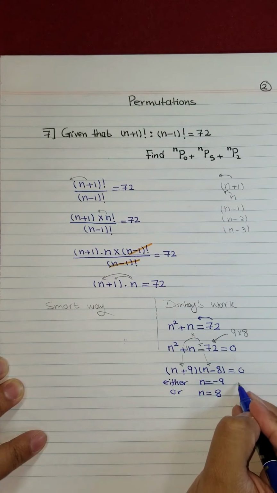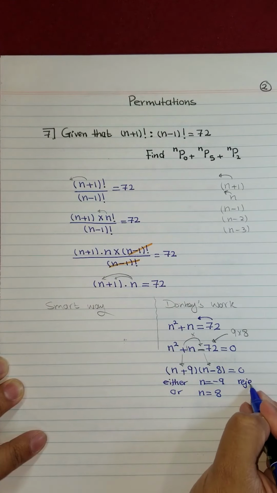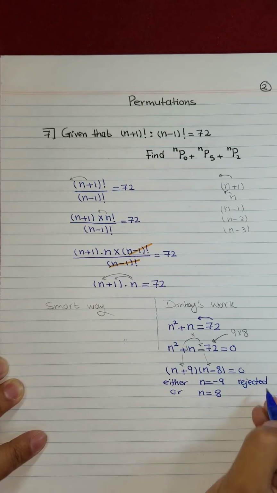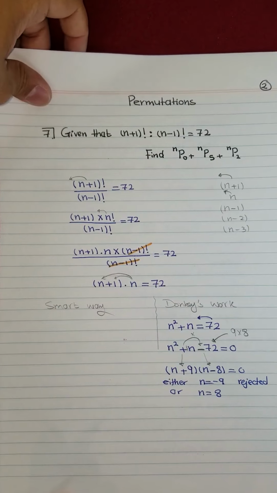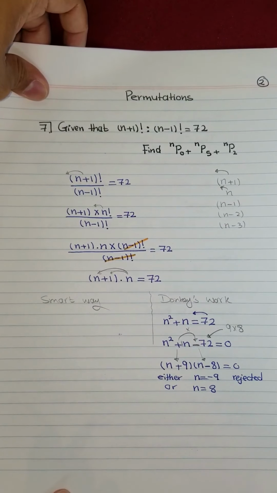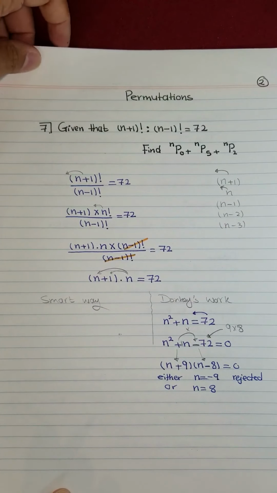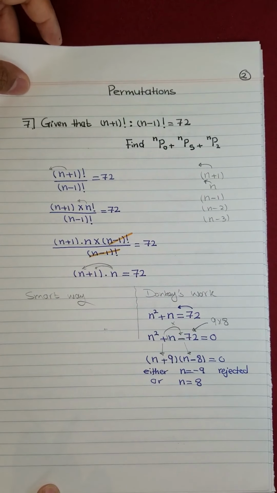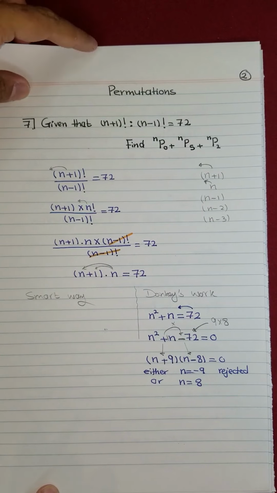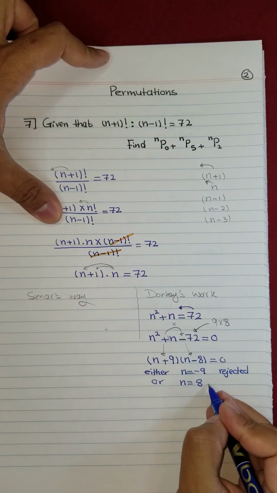Now you need to remember that this is rejected. And why is this rejected? Because we can't have n to be negative. N cannot be negative, it cannot be a fraction, it cannot be a decimal. It cannot be 0. It has to be a whole positive number. So this one is rejected. The other one, however, is accepted. So we accepted the value of n is 8.